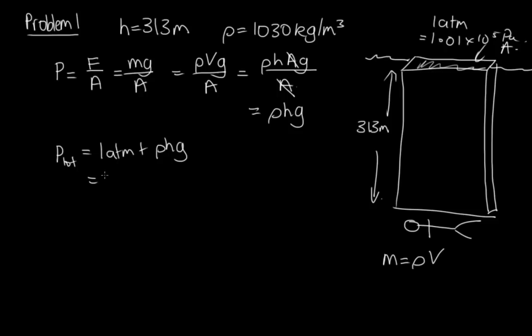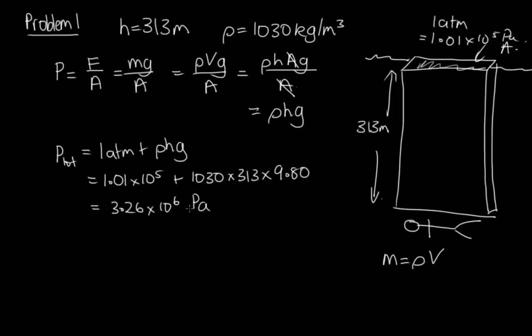So let's substitute everything in. We've got 1.01 times 10 to the 5 pascals plus the density of water, which is 1030, times the height, which is 313, times g, the acceleration due to gravity on Earth, which is 9.80. So solving this on the calculator, we end up with 3.26 times 10 to the 6 pascals of pressure. And we've given that to 3 significant figures because all the data in the question was given to 3 significant figures. Okay, problem 2.